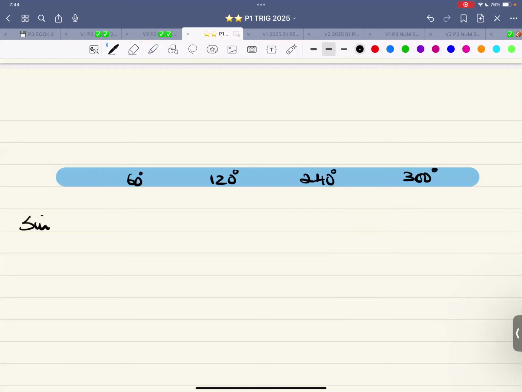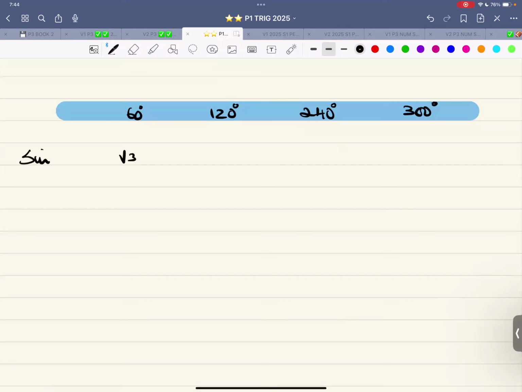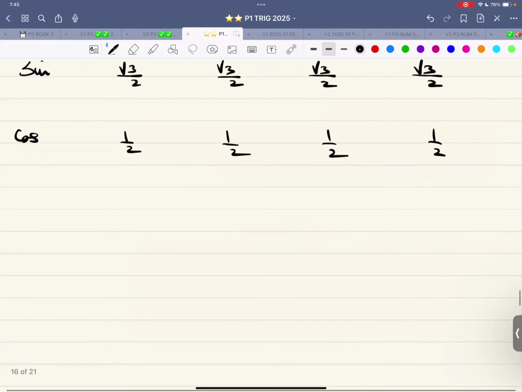If I talk about sine of 60, that is root 3 over 2. Let me first write down all the ratios. They have the same basic angle. That is why the ratios are the same. Cosine of 60, this is half, half, half, and half. Tangent of 60, that is root 3 over 1, root 3 over 1, root 3 over 1, root 3 over 1.